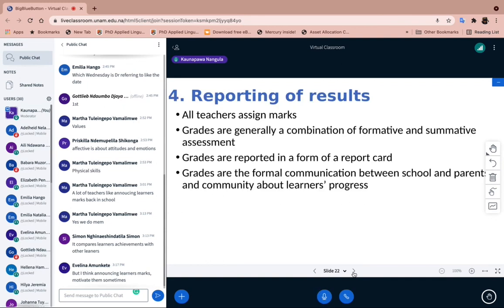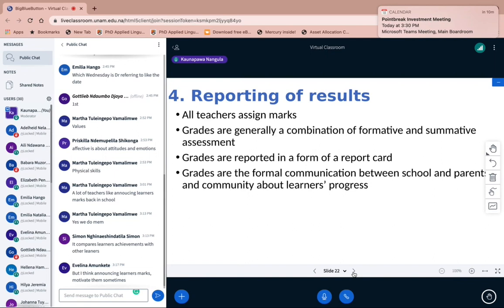Next, all teachers assign marks. We are all reporting results. Grades are generally a combination of formative and summative assessment. So that's what we are going for, not just summative and not just formative. It should be a combination of both. And grades are reported in the form of a report card. That's what we still do in schools.